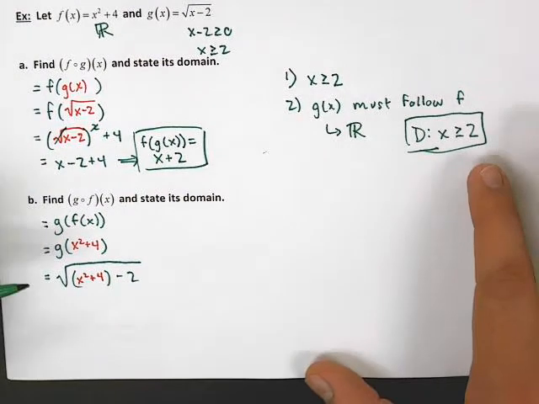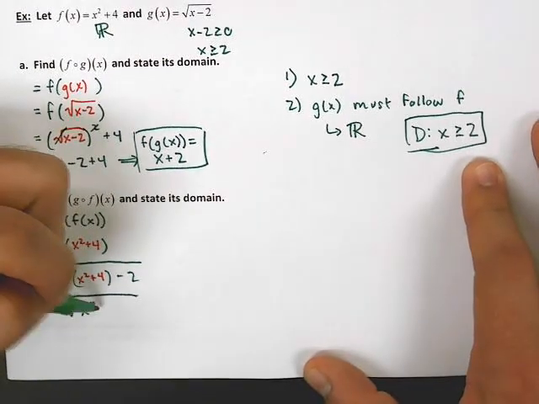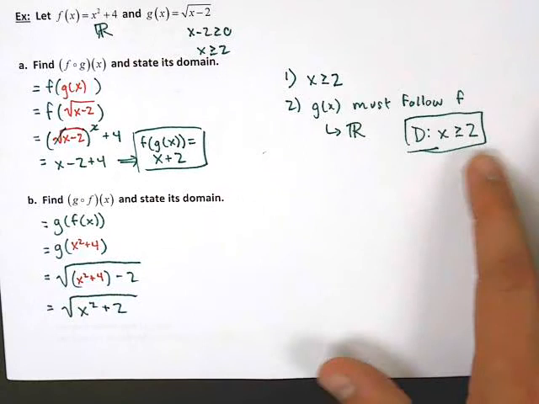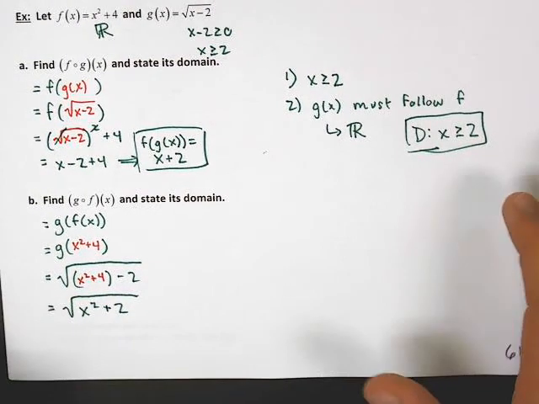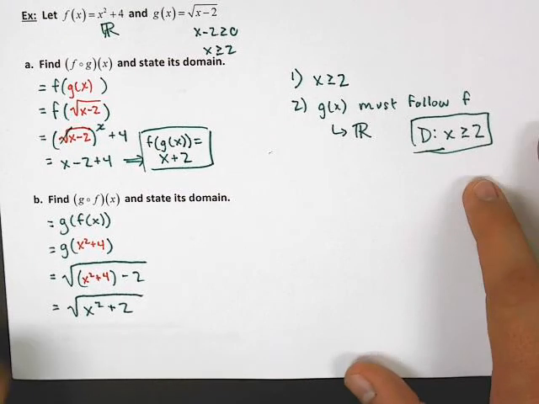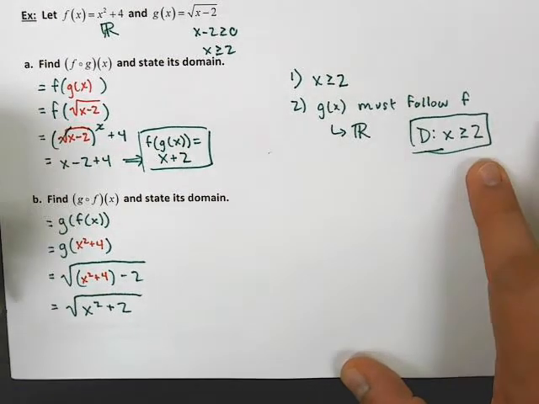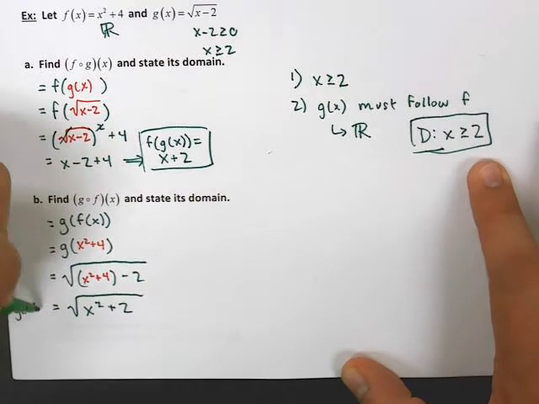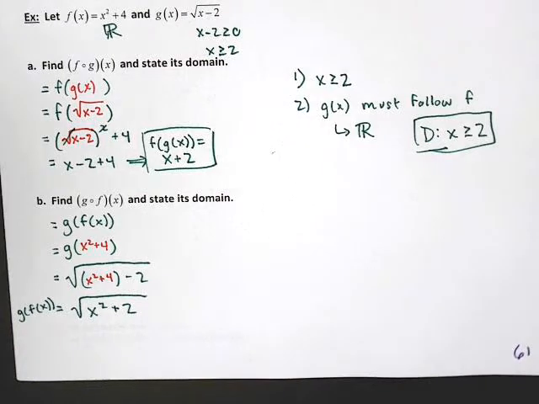Alright, if we keep moving on, we get the square root of x squared plus 2. Now please be careful. You cannot do any more with this. We're done here. Why are we done? Because this is an entire quantity. We cannot take the square root of x squared plus 2. So we finish right here with g of f of x. So that's good. Now we move on.